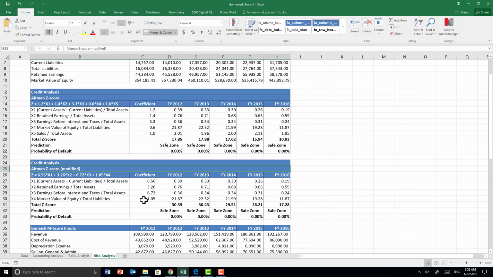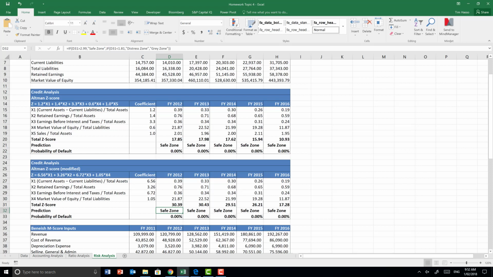And because it's being dropped, the coefficients were re-estimated, so they're slightly different. But again, the actual values for those variables is exactly the same. So I've just referenced what we've calculated above, and that's it. And again, if we use the modified model, the total Z-score is still very, very high, and we're still very much in the safe zone.